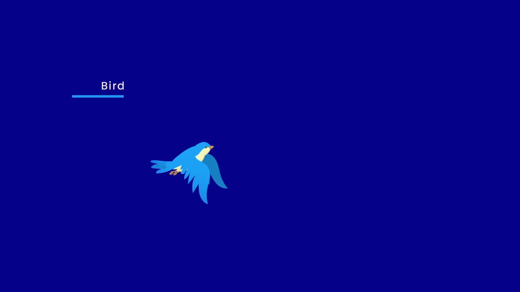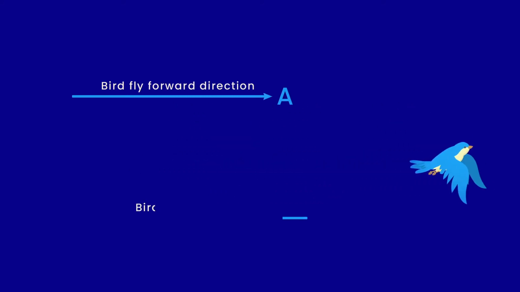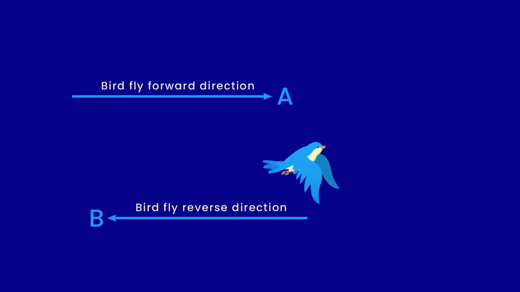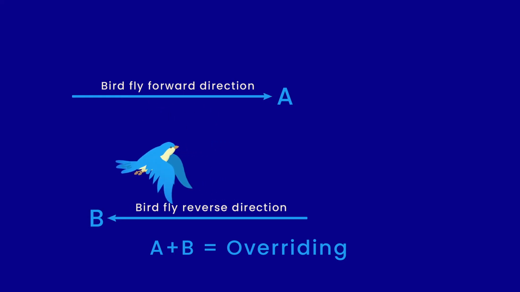Now let's say the bird is flying in a forward direction, but suddenly it changes its direction and starts flying in a backward direction. This is called overriding. Here we are changing the whole process or mechanism of the process. It is called overriding.